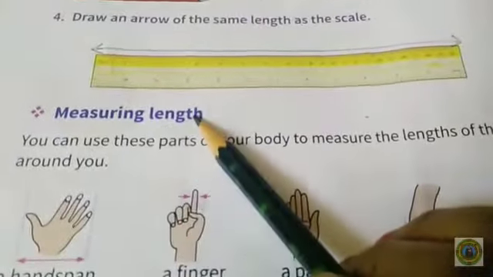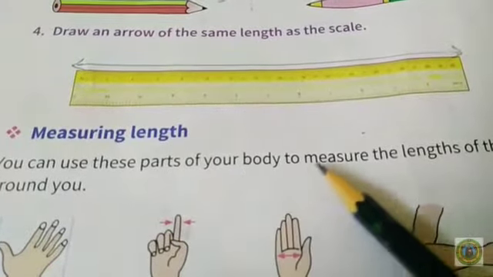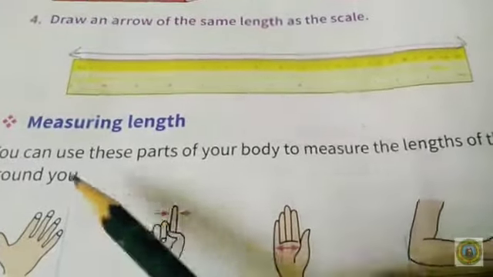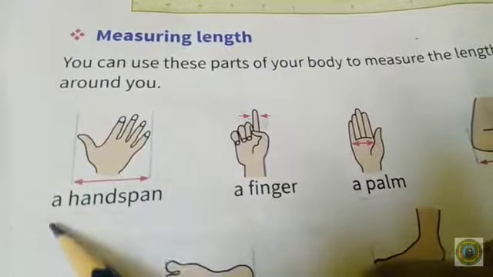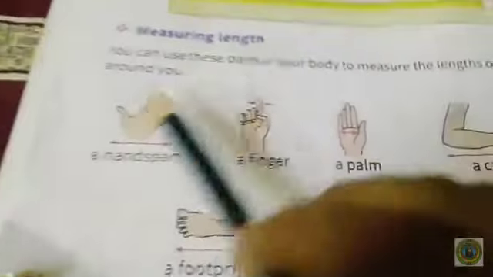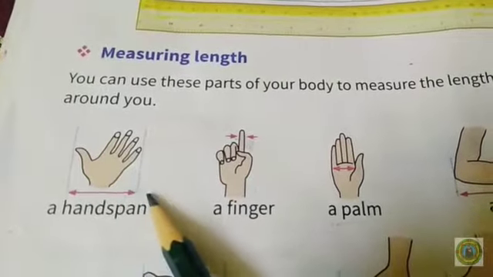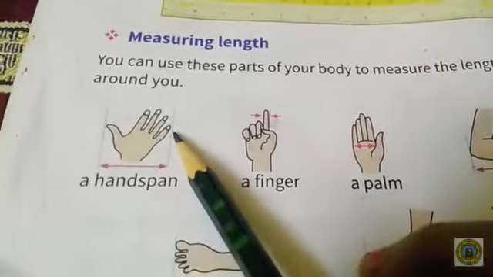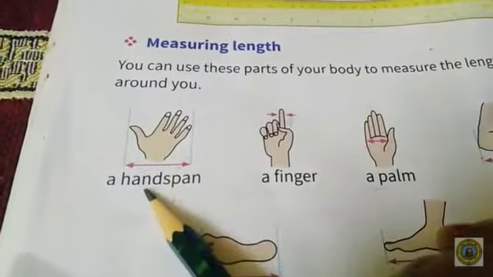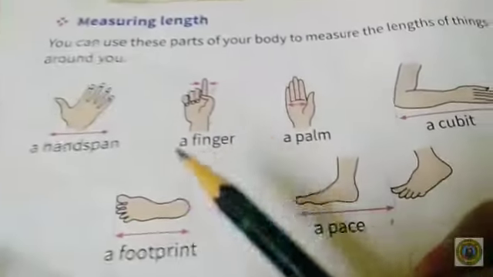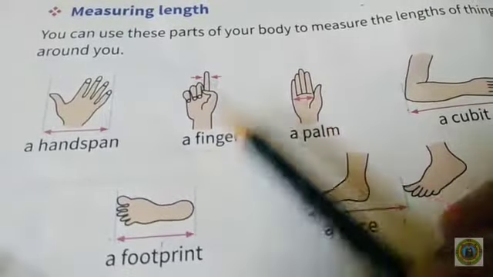Now, measuring length. You can use these parts of your body to measure the length of things around you. So children, this length is called a handspan, the maximum distance between the tips of the thumb and little finger. Okay? This length is called a handspan. This length is called a finger.